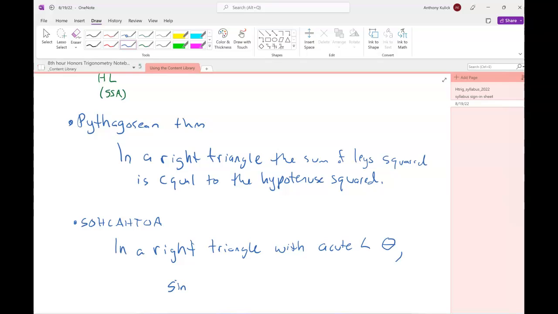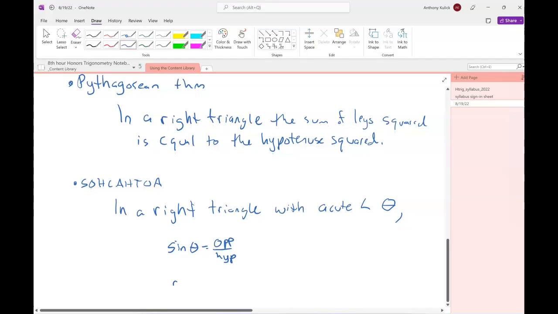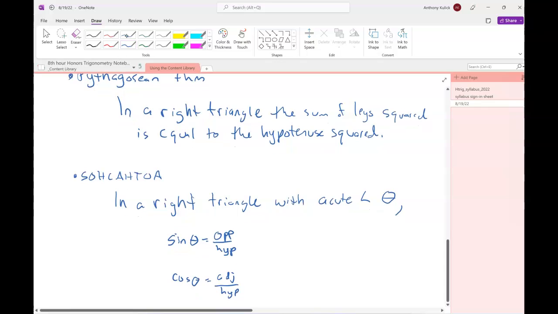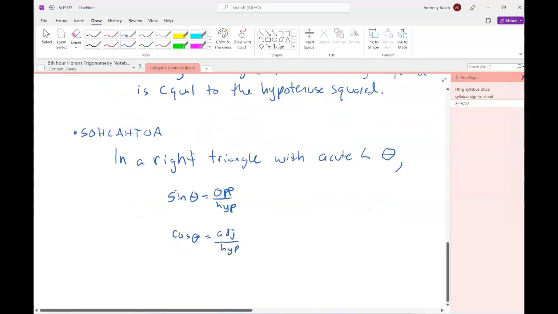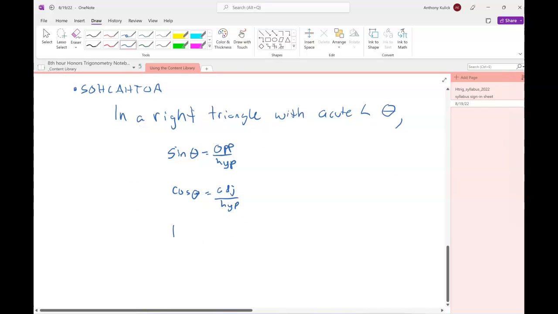So there we can now say sine theta is equal to opposite over hypotenuse. Cosine theta is equal to adjacent over hypotenuse. And tangent theta is opposite over adjacent.